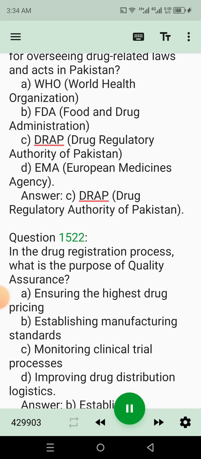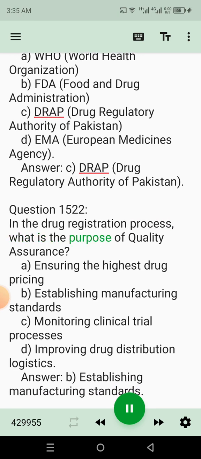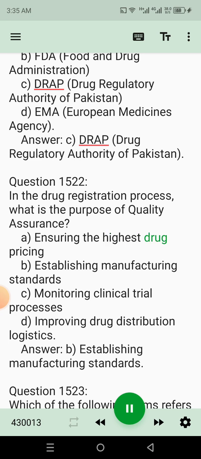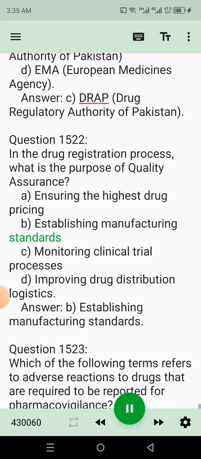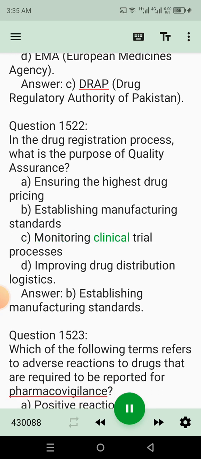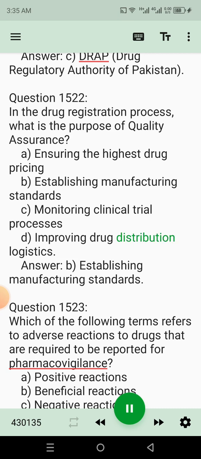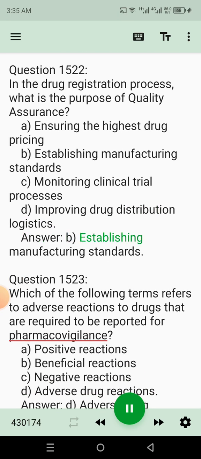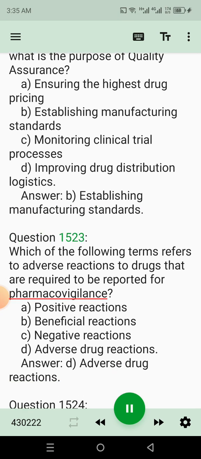Question 1522. In the drug registration process, what is the purpose of quality assurance? A. Ensuring the highest drug pricing. B. Establishing manufacturing standards. C. Monitoring clinical trial processes. D. Improving drug distribution logistics. Answer. B. Establishing manufacturing standards.